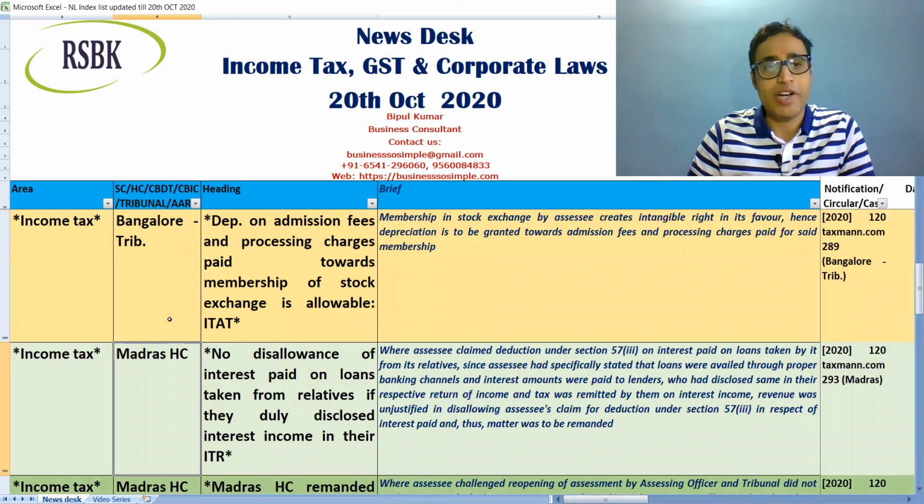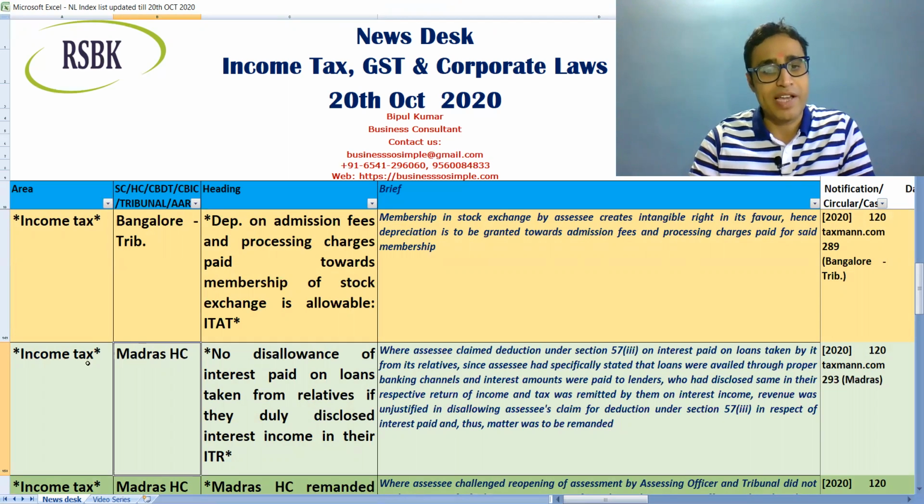Next case, Bangalore Tribunal: depreciation on admission fees and processing charges paid towards membership of the stock exchange is allowable under ITAT. Membership in a stock exchange by the assessee creates an intangible right in its favor, hence depreciation is to be granted towards admission fees and processing charges paid for the said membership.